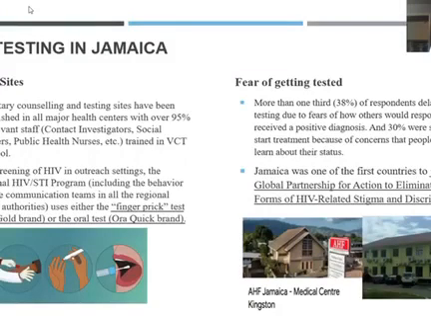HIV testing available in Jamaica. Voluntary counseling and testing sites have been established in all major health centers with over 95% of relevant staff. The HIV testing uses either the fingerprint test or the oral test. More than 1/3 of respondents delayed HIV testing due to fears of how others would respond if they received a positive diagnosis, and 30% were slow to start treatment because of concerns that people might learn about their status.